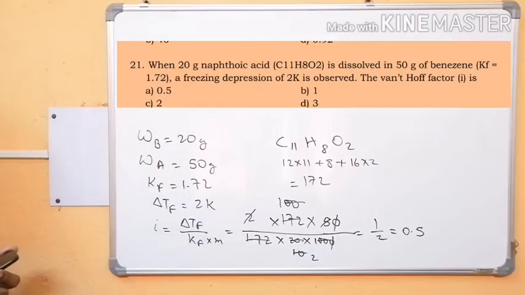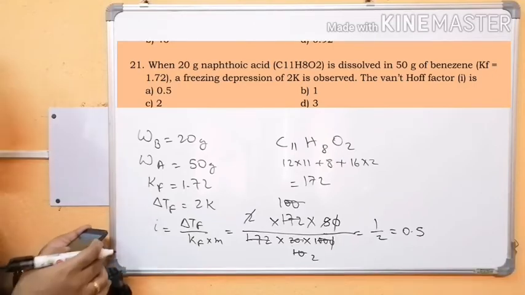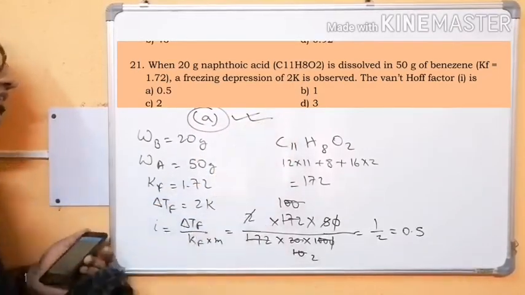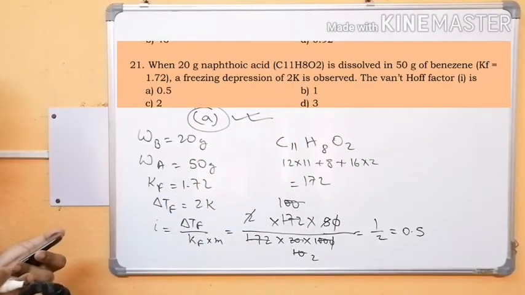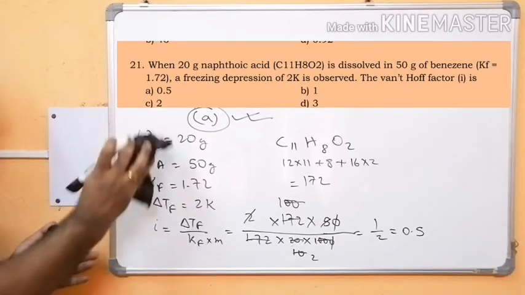So let's check the option. It is the first option, which is 0.5. So our answer is option A, that is the correct option, 0.5. Next question.